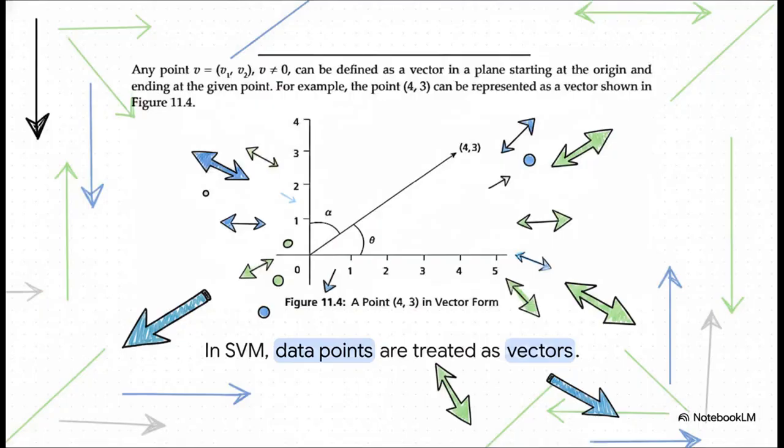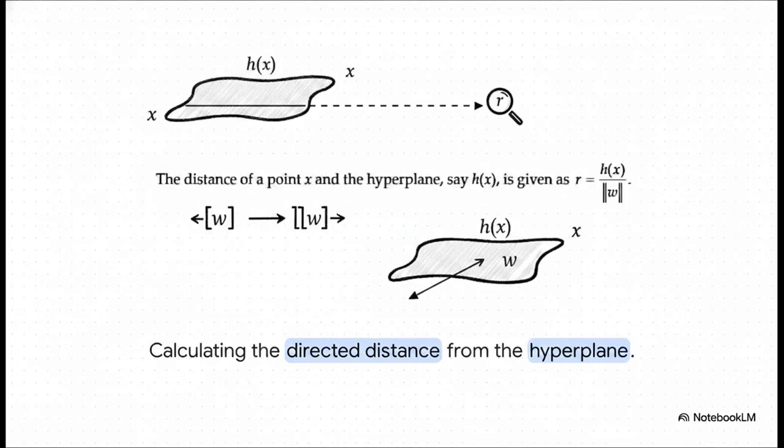To physically ground this math in reality, it's absolutely crucial to remember that in SVMs, data points aren't just floating dots. They are treated as vectors. Any point, like say the coordinate 4, 3, is defined as a directed vector starting right from the 0, 0 origin and pointing outwards to that exact spot. So the real trick is figuring out the distance from that directed data vector to our dividing line. And for that, we use a very specific formula. Let's actually read it out. r equals h of x divided by the norm of w. Here, r represents the directed distance from our data point x to the separating hyperplane. And that norm of w, the w with the double bars around it, that's just a mathematical way of stating the vector's magnitude or its actual length.